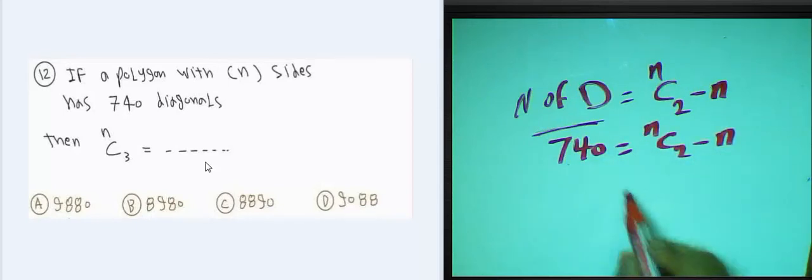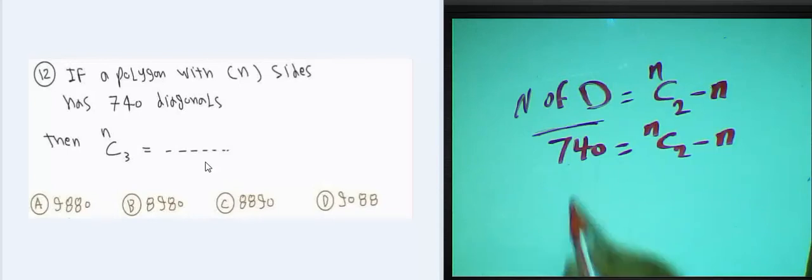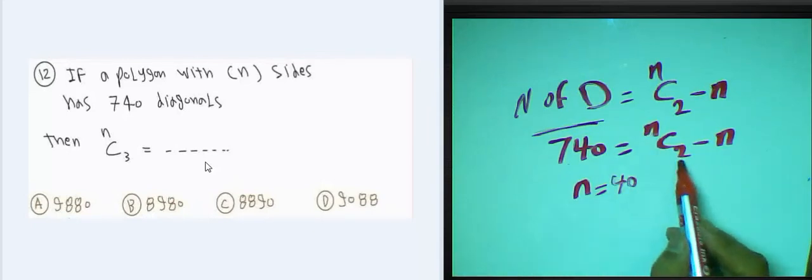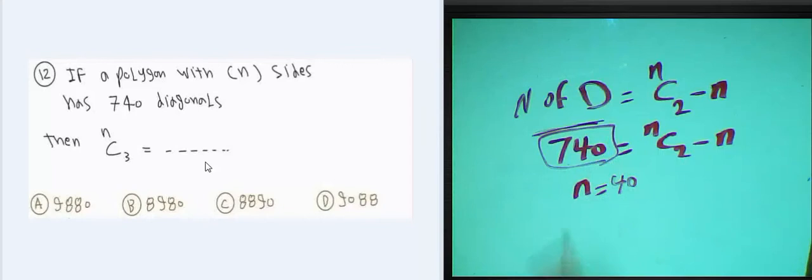You can use a calculator to find n. N will be what? It will be 40. By using the calculator, n will be 40, because 40 combination 2 subtract 40 equals 740.